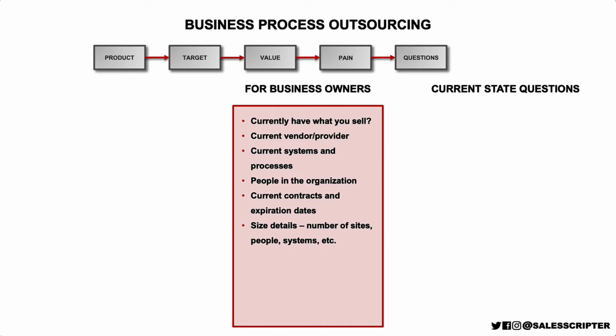For example, how many sites do they have? How many people do they have? How many particular systems do they have in place? You might want to ask questions to identify how the current performance is in the area where you have something to sell. Maybe the last time they looked at purchasing what you sell.